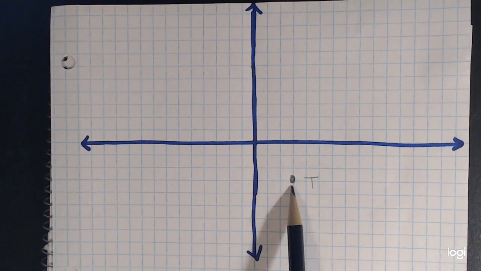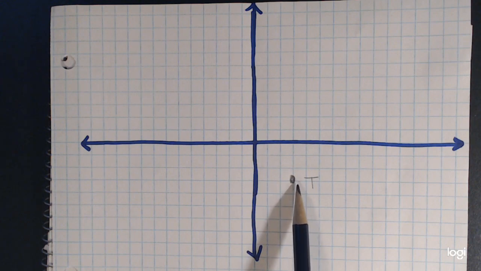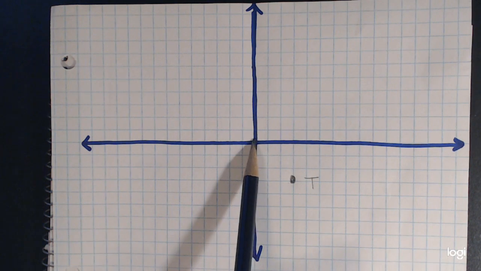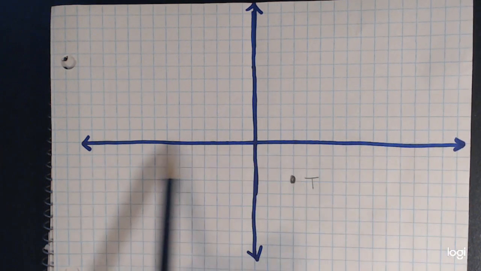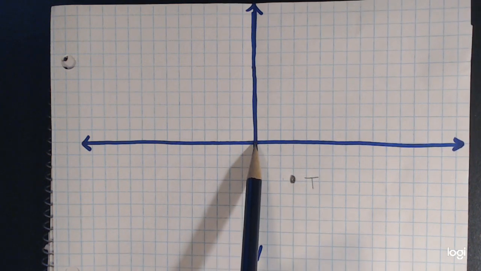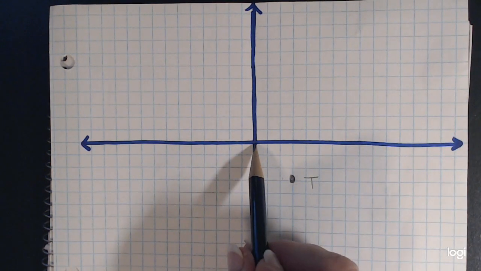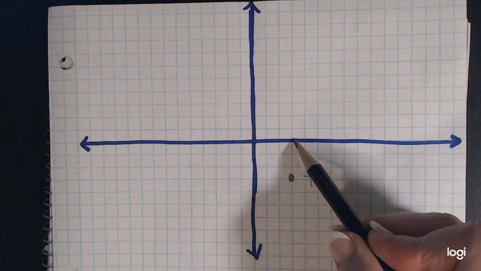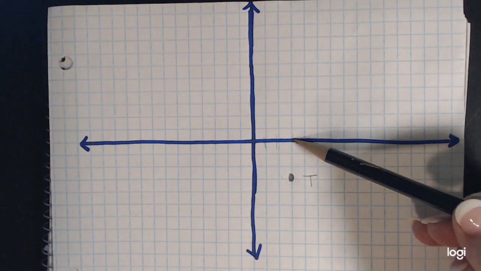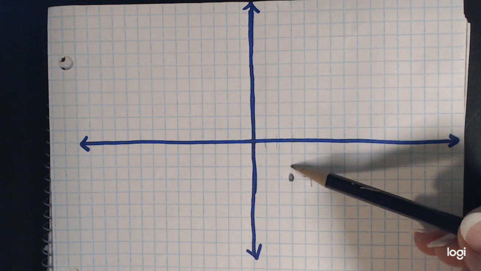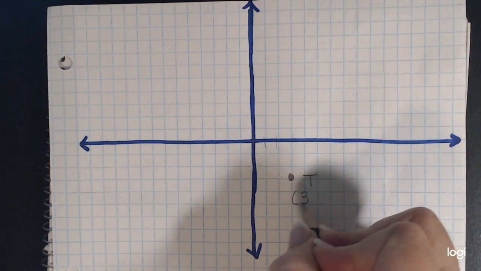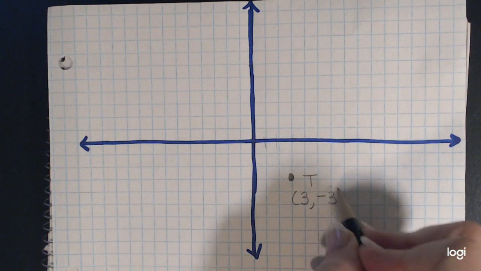And in order to find out where point T is, we start at the origin. And remember, the first thing we have to do is go on our x-axis first. Well, in order to get to point T, if I'm starting here and going on my x-axis first, that means I'm going this direction. And it looks like I'm going over 1, 2, 3. So I've gone over 3, and I'm going down 1, 2, 3. So I would say that point T is at 3, negative 3.